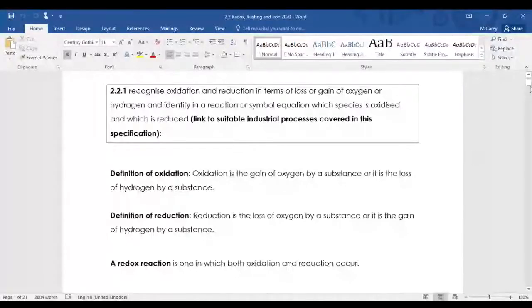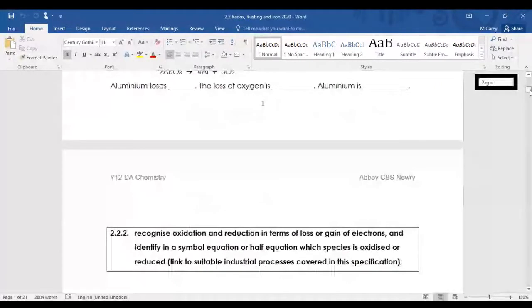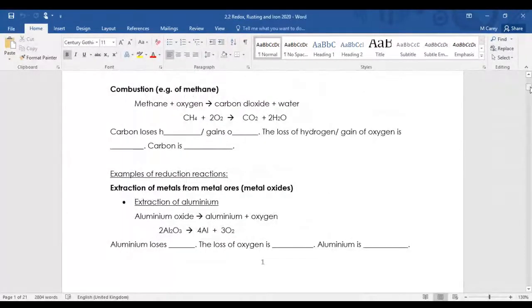So what I want you to do is have a look at your notes and try and fill in the blanks right at the bottom of page 1. So pause at this point and have a go at filling in the blanks there. So that's thinking about it in terms of oxidation and reduction, electron loss and gain, and hydrogen loss and gain. So pause the video, do that, and then check the answers next.